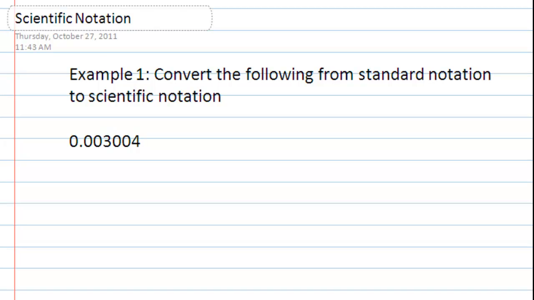Welcome to the first example for scientific notation. So basically the main idea of scientific notation is to clean up numbers that involve a lot of zeros.